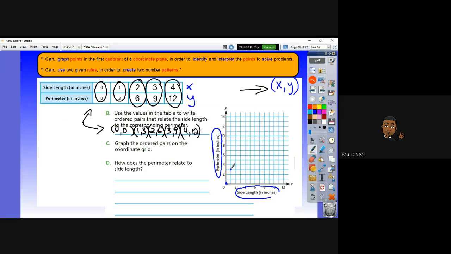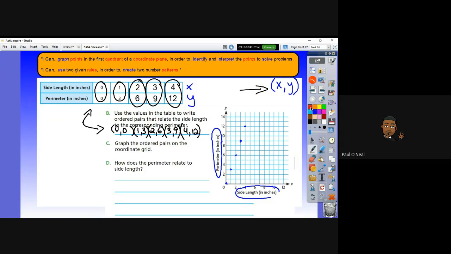Next ordered pair is 2, 6. So I'm going to move to the right on the x-axis over to 2 and up 6. It's going to put me right there. Next, I have 3, 9. So I'm going to start at 0, go over to the right on the x-axis to 3, and go up to 9. And that's going to put me right here at the intersection. Remember, it's where x and y meet. And finally, we have 4, 12. So I'm going to go to the 4 on the x-axis and up to 12. That's going to give me a point right here.